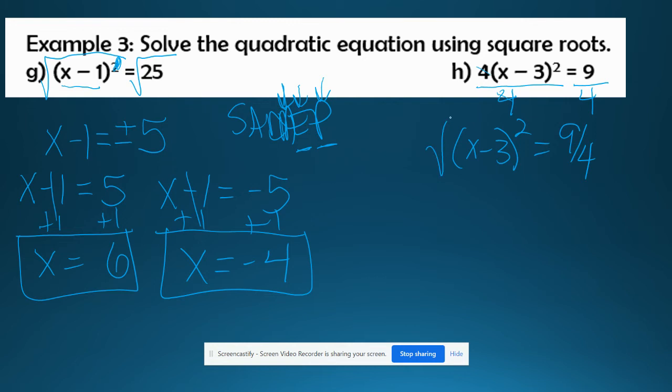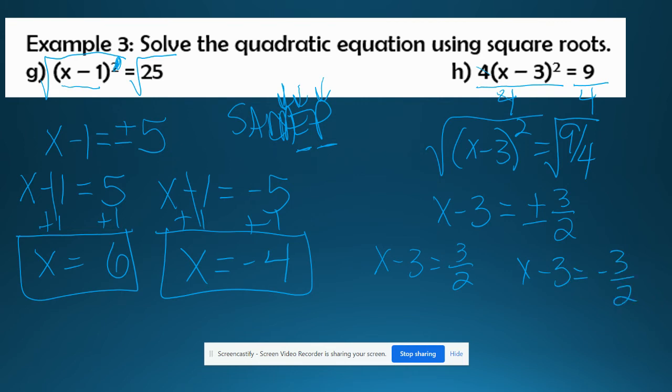The opposite of a square is a square root. That frees the x minus 3. And we have plus or minus the square root of 9 is 3, and the square root of 4 is 2. I like to write this as two separate problems, so I don't forget the plus and the minus.